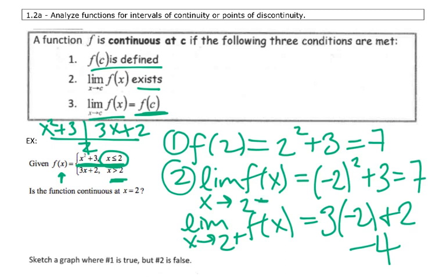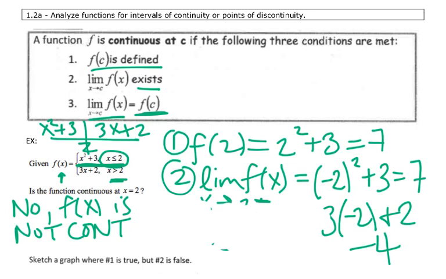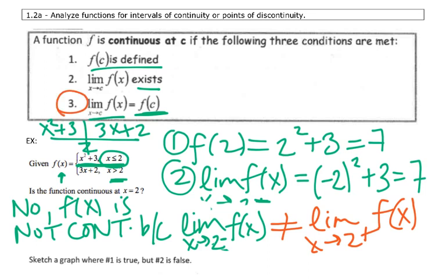So, since the limit from the left and from the right are different numbers, we can conclude no, f of x is not continuous, because the limit as x approaches 2 from the left does not equal the limit as x approaches 2 from the right. And we're done. We don't have to move on to part 3 because we've already not met condition number 2.